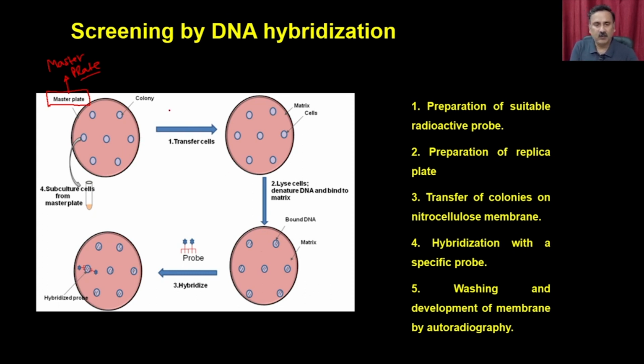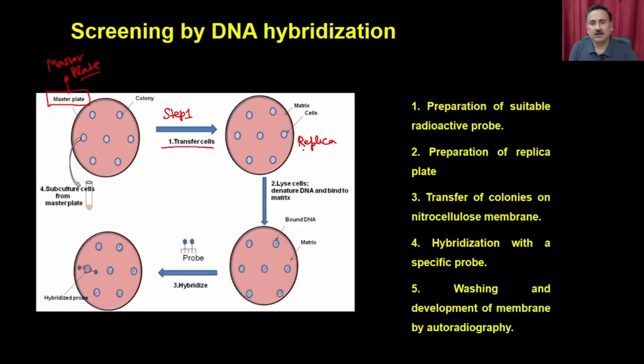In step 1, you are first going to prepare a replica plate from the master plate, so that you can work with all the clones without destroying the master plate, without destroying the original clones. You just invert this onto another plate, and that gives you the replica plate. Or you can transfer that onto a nitrocellulose membrane, and that gives you an impression of the clones on the nitrocellulose membrane.